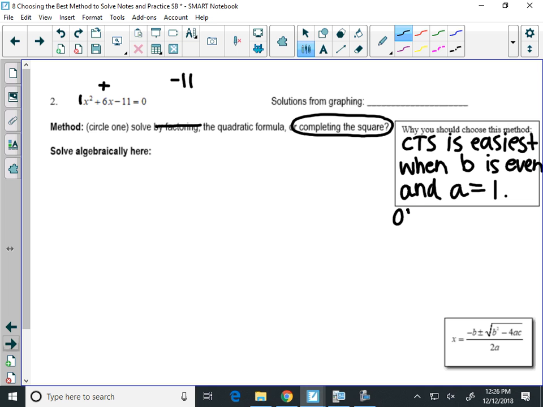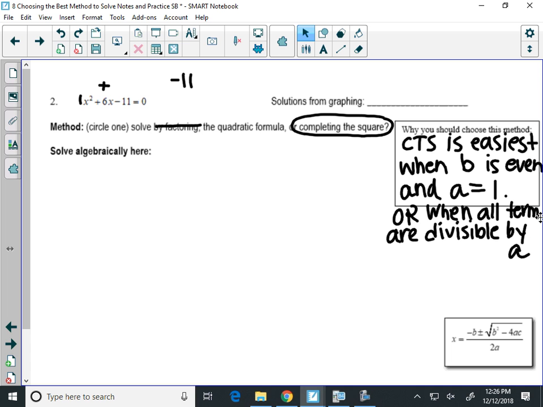So you could say, or, when all terms are divisible by the leading coefficient A. So, again, I know there's a lot there, but complete the square is easiest in general when it just says plain x squared out front, and the middle number is even. If you have that, do complete the square. It's going to be faster than the quadratic formula. Or, if this was a 2 and everything else was divisible by 2, complete the square is pretty easy then as well. So let's review complete the square.